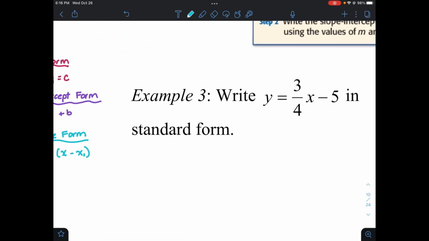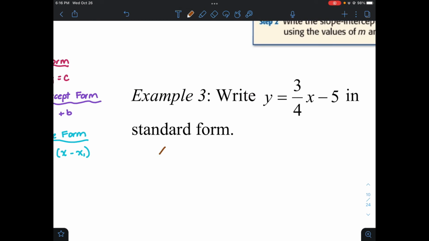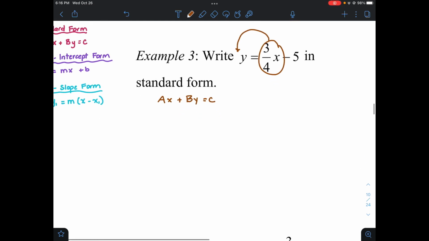Rewrite this in standard form. So what I'm going to do is write down what my standard form is. So my standard form is ax plus by equals c. So pretty much I need to get x and y on the same side, so I need to move that guy over there. And you guys actually did this in chapter 3 already. So, I need to move it. I think I said that, but really I need to subtract it because it's 3/4 x minus 5. So that's a positive 3/4.